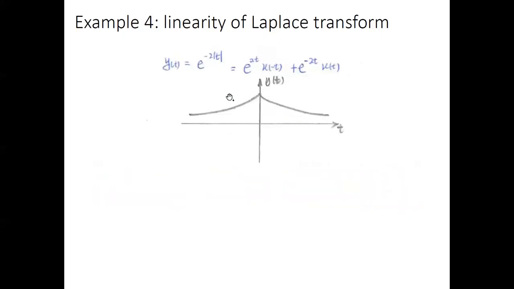This is minus 2. And we can represent it in terms of the left-side signal u of minus t, which is the left-side exponential e to the 2t, and the right-side signal u of t, which is the right-side exponential e to the minus 2t. And for this signal, try to write down its Laplace transform and specify the region of convergence.